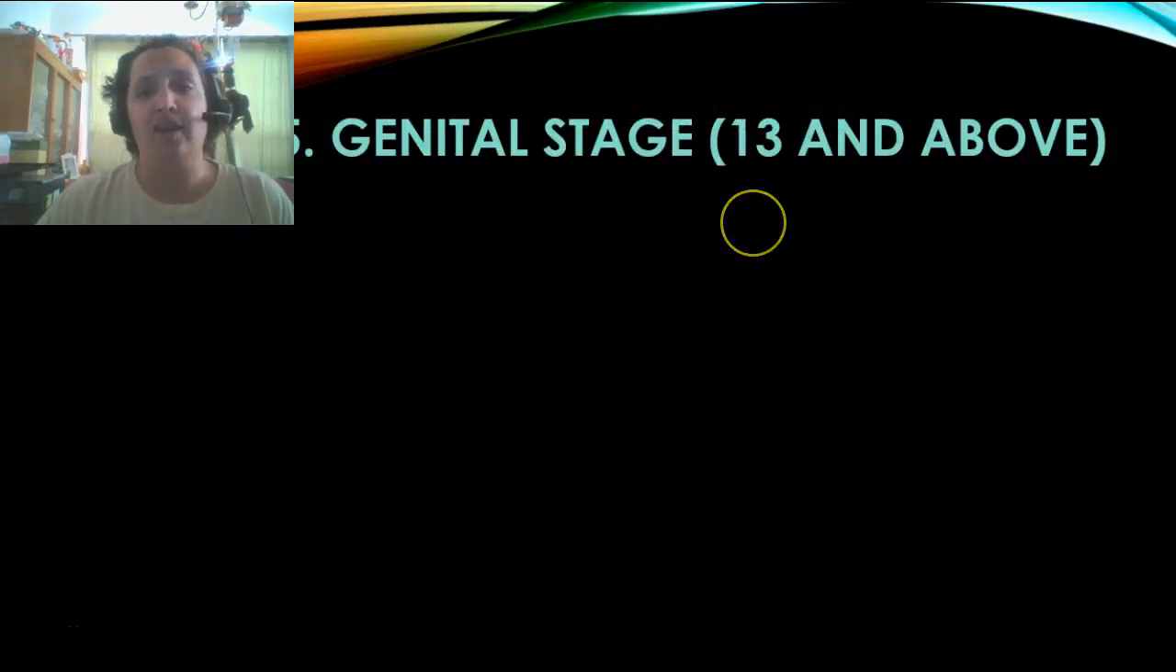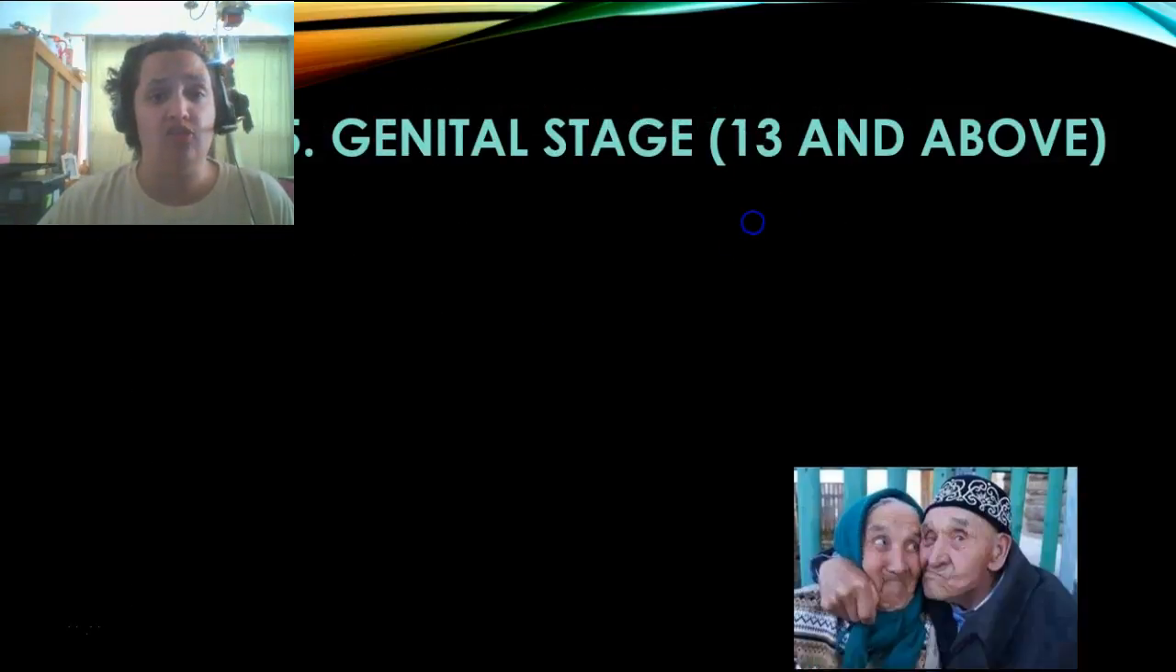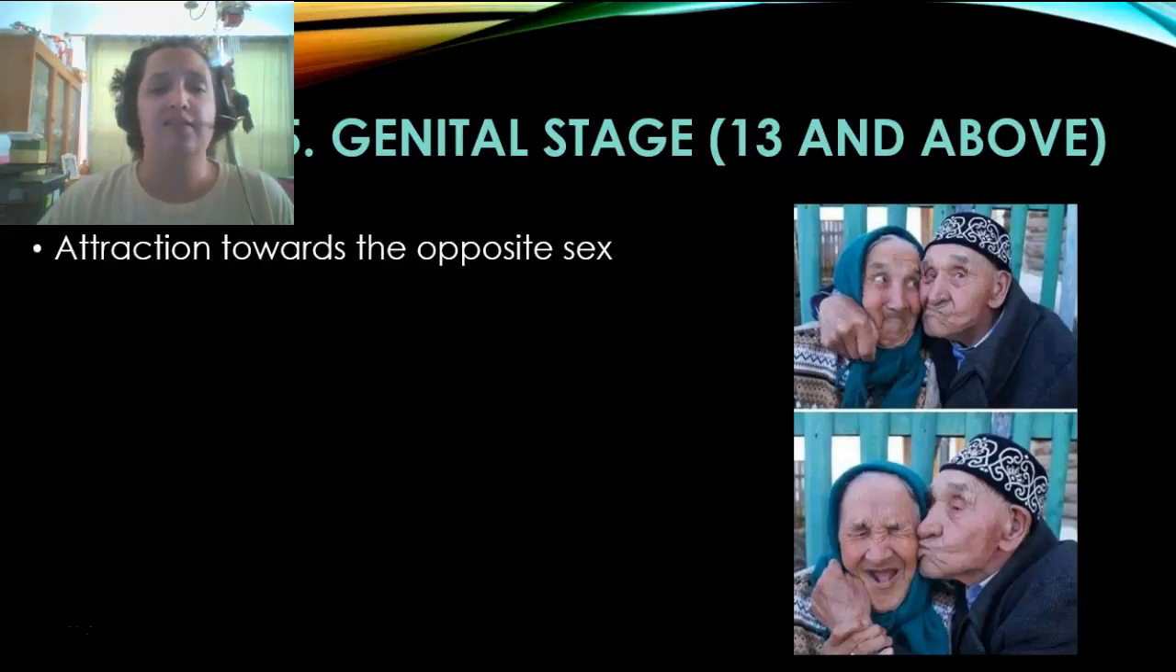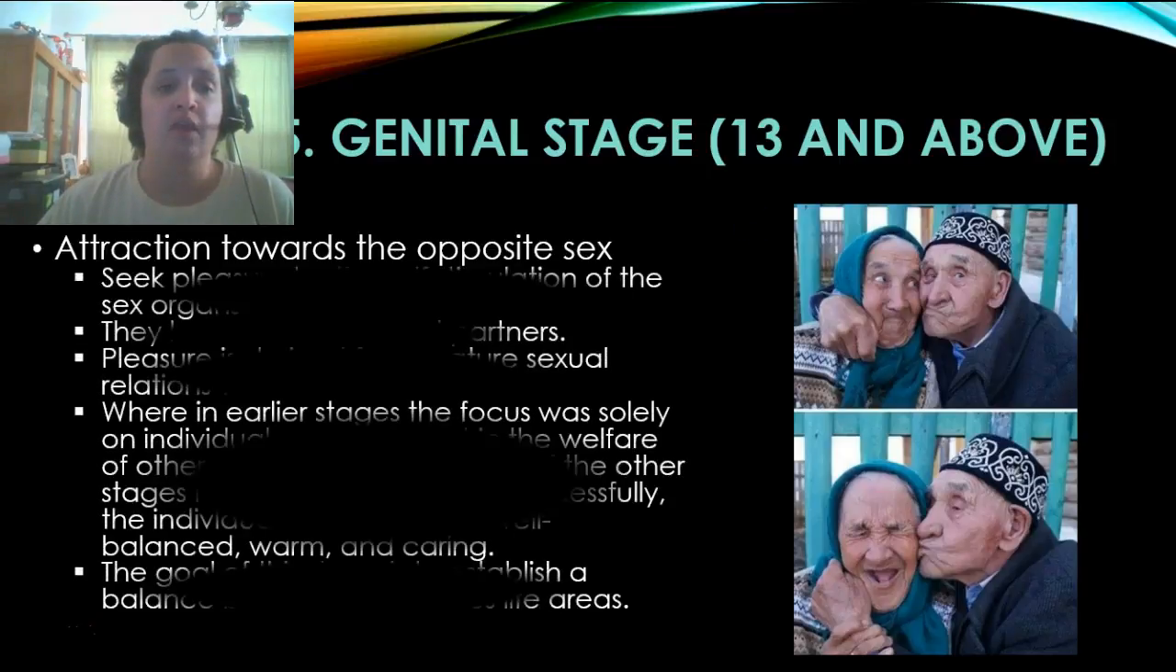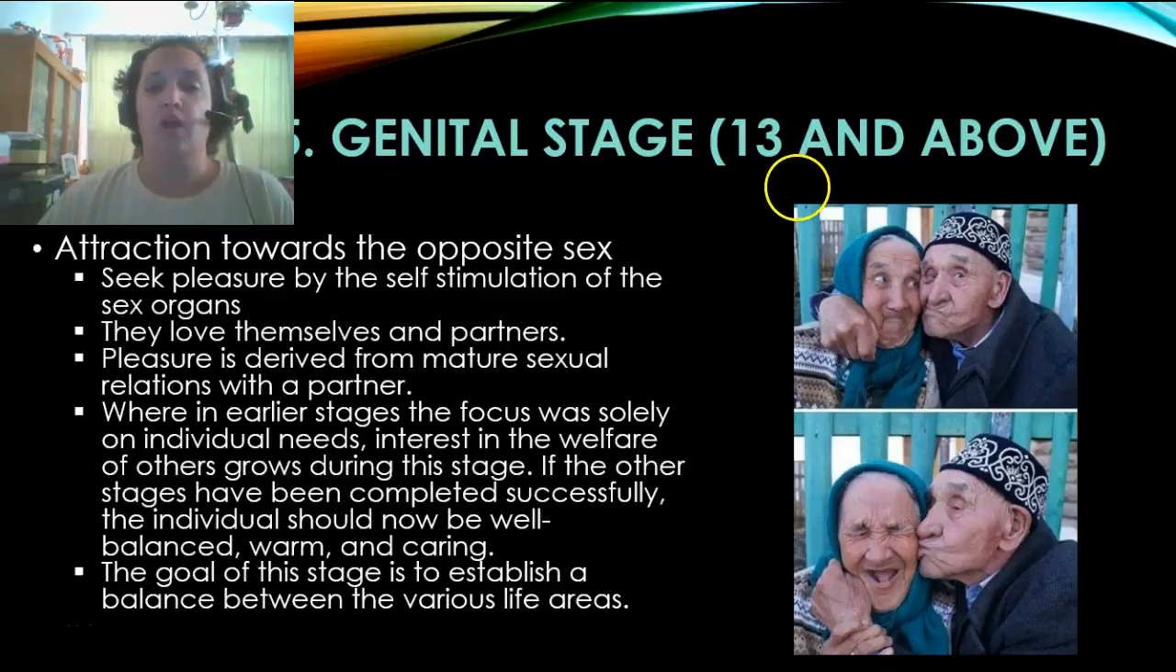And then fifth, starting at age 13, is the genital stage. He says that there's more of an attraction toward the opposite sex, but basically it's kind of referring to more of a sexual attraction in general, what we think of as the actual action of sex and the sexual desire. This is where you'll see more self-stimulation of sex organs.